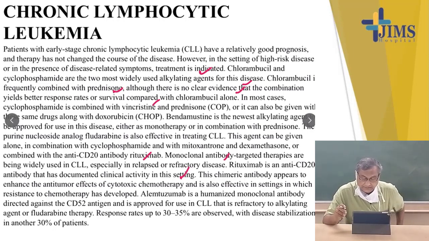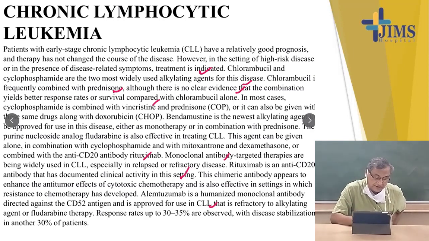Alemtuzumab is a humanized monoclonal antibody directed against the CD52 antigen, approved for use in CLL that is refractory to alkylating agents or fludarabine therapy. Response rates up to 35% are observed, with disease stabilization in another 30%.